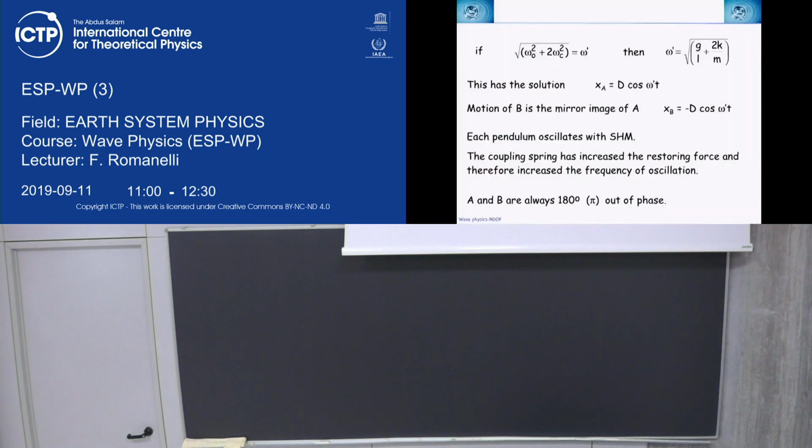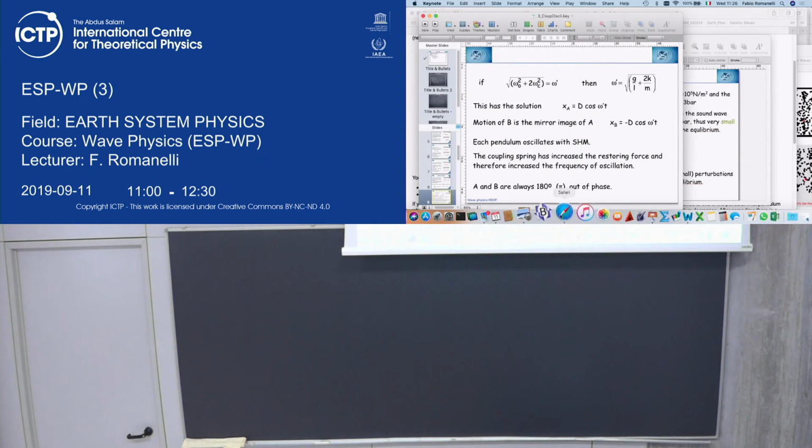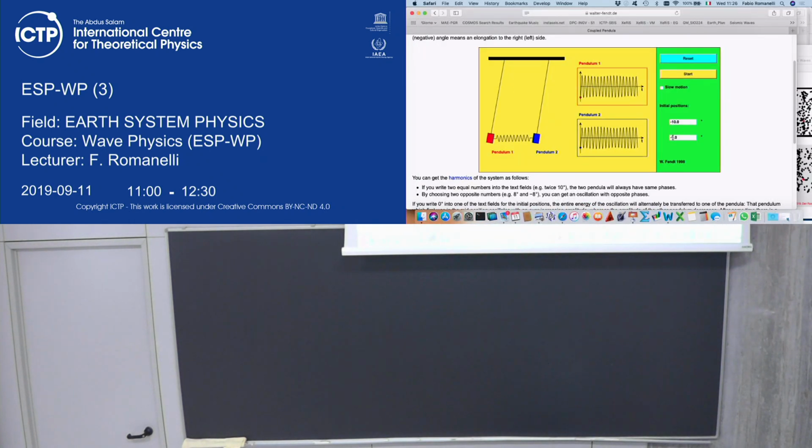Okay, let's look at it. Same amplitude, same frequency, but opposite phase. Now you can play whatever, but these are the only two conditions for which all of the points of the system are oscillating with the same amplitude and same frequency. Just two. 2 degrees of freedom, 2 normal modes. 3 degrees of freedom, 3 normal modes, and so on.